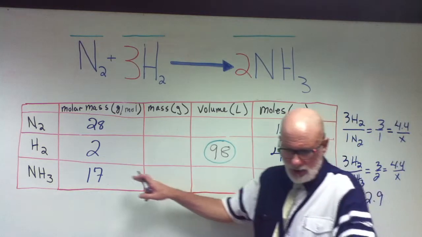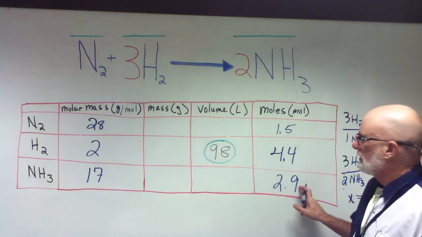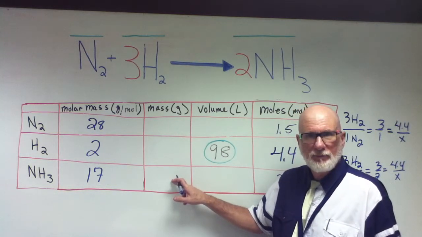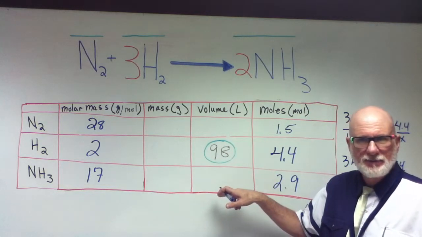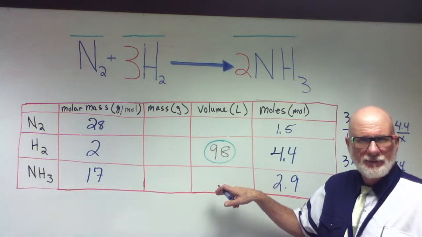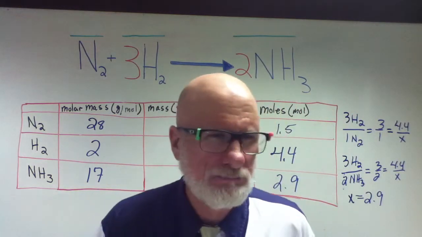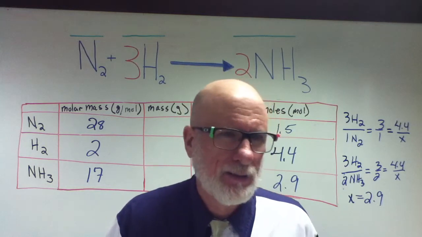If 1 mole is 17 grams, what would 2.9 moles be? We already cracked this. This is cracked, right? Easy. Yes. So isn't this the molar mass? What is the molar mass? The molar mass is the blank.